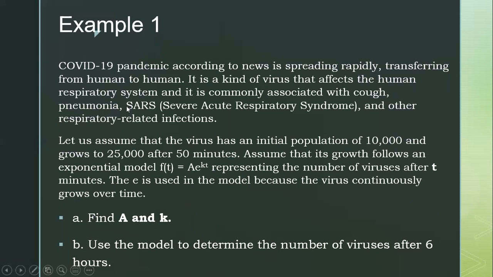In this case, let us assume that the virus has an initial population of 10,000 and grows to 25,000 after 50 minutes. Assume that its growth follows an exponential model f of t equals a e raised to kt, representing the number of viruses after t minutes. The e is used in the model because the virus continuously grows over time, so it's somewhat under the exponential function. So find a and k, then use the model to determine the number of viruses after 6 hours.